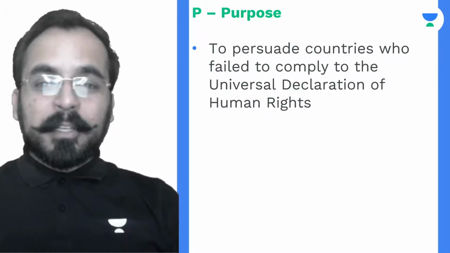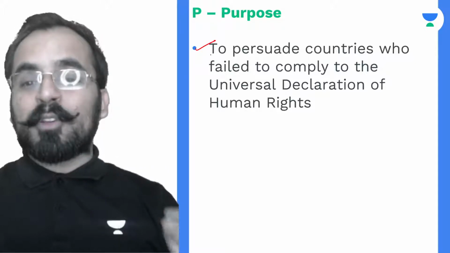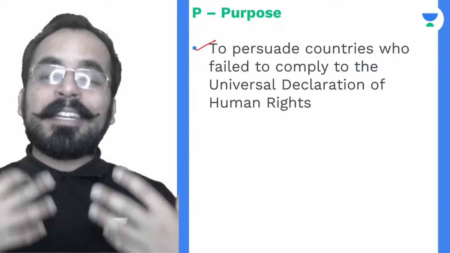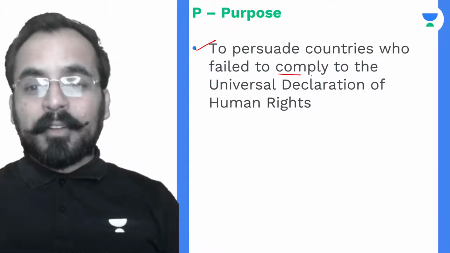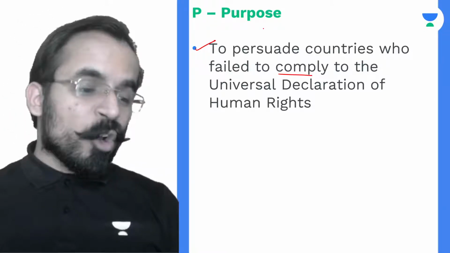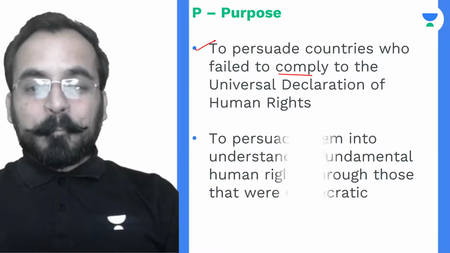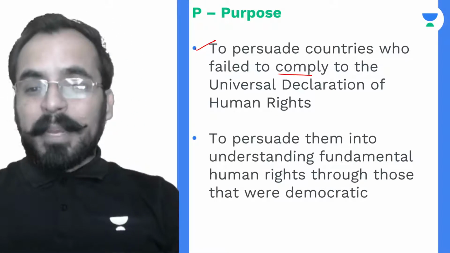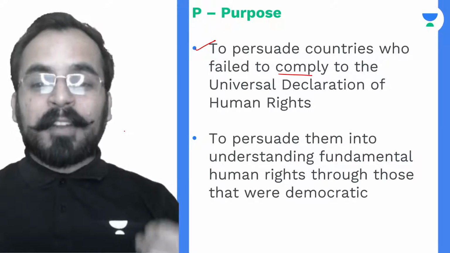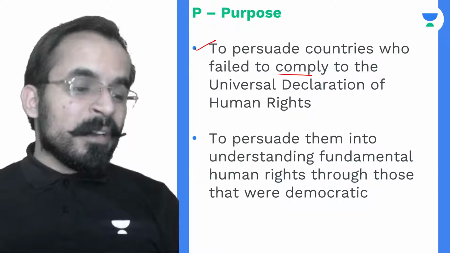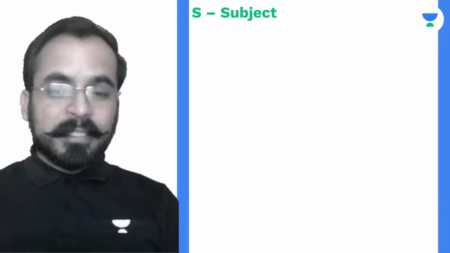And what is the purpose of her speech? We all know. She's going to persuade, she's going to convince countries who fail to act in accordance with the Universal Declaration of Human Rights. Comply is act in accordance with. Alright? Okay. So she's trying to persuade them, she's trying to convince them into understanding that fundamental rights are important for citizens in democratic countries.